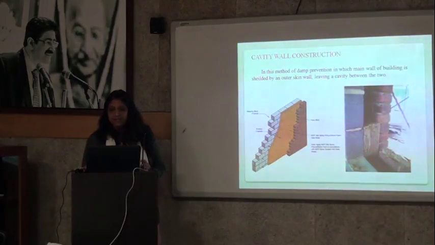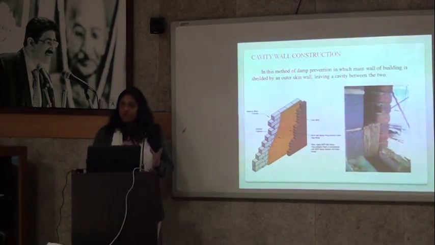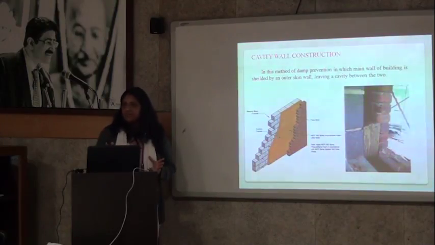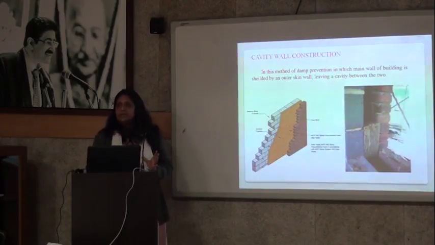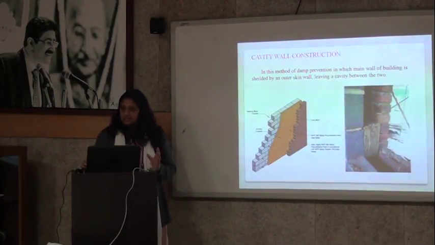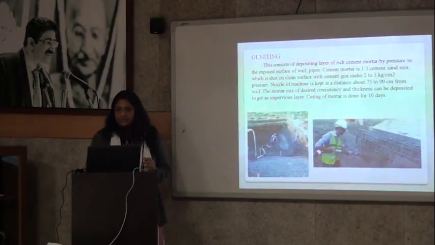Now next comes the cavity wall construction. With the main wall, there is another wall being constructed. There is a gap in between so that the main structure does not get the moisture from outside. So one method is cavity wall construction.